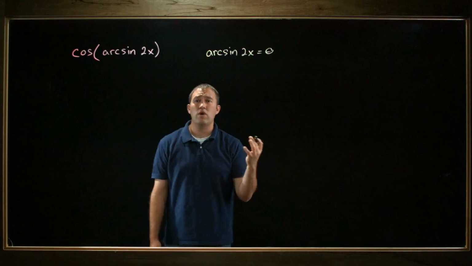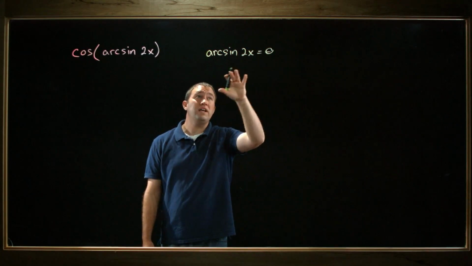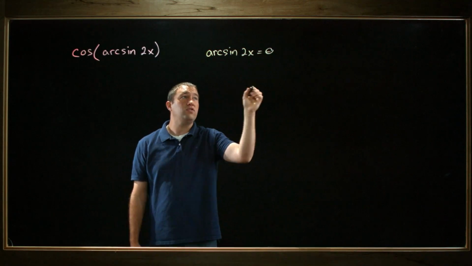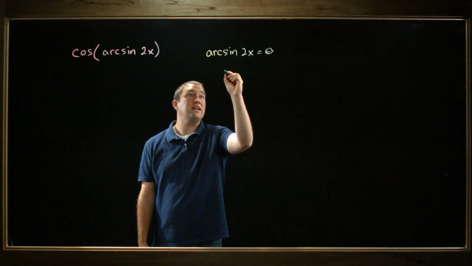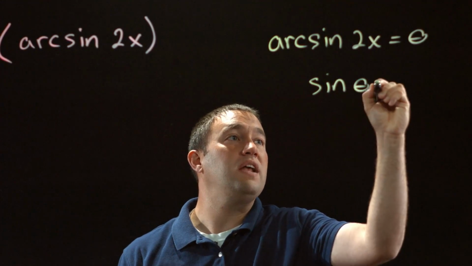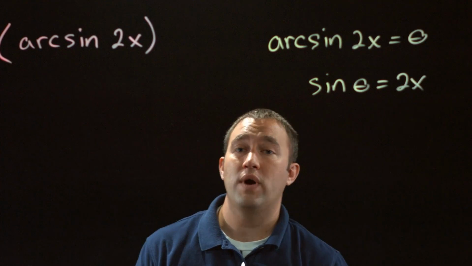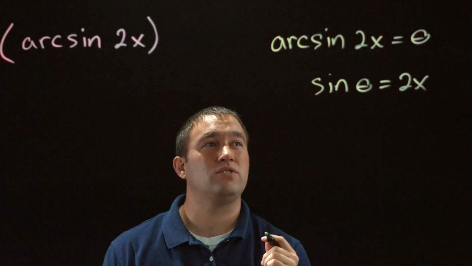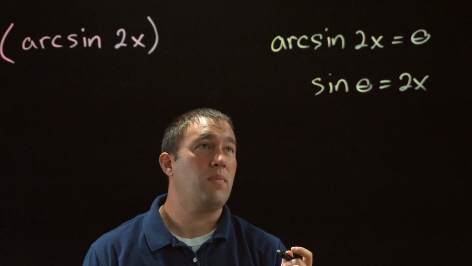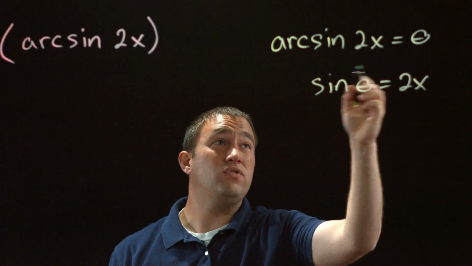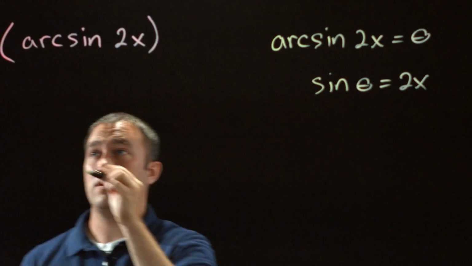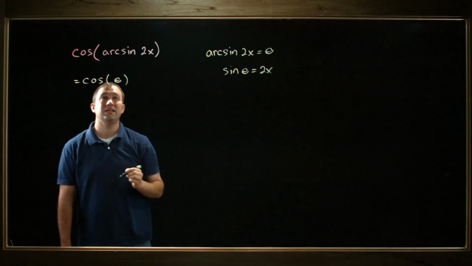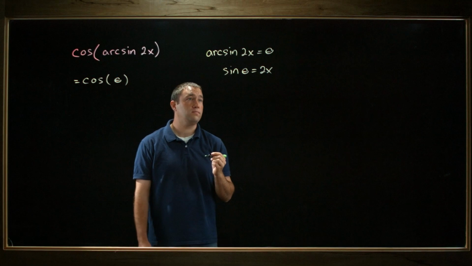Once I've written that, I can use what I know about inverse functions to rewrite this equation in a way that's maybe a little more comfortable for me. Arcsine of 2x equals theta is the same as writing sine of theta equals 2x. All right, now this is a little more comfortable, and I can think about this in terms of a right triangle. I also know that when I'm finished here, this is going to be cosine of whatever that theta is. And that'll be a little easier for me to deal with.